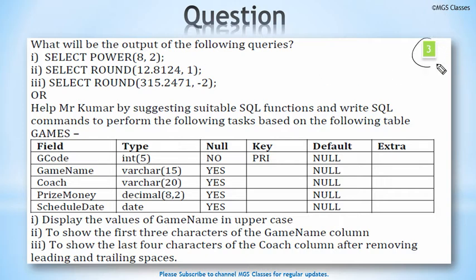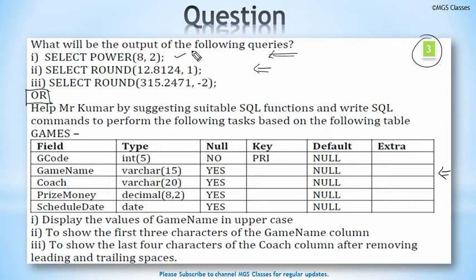It is of 3 marks and it has internal choice. So either you can attempt this question or you can attempt this question. Any one of the questions you have to attempt. So first I am reading out the question and then we are going to see how we can answer both the questions. So what will be the output of the following queries?